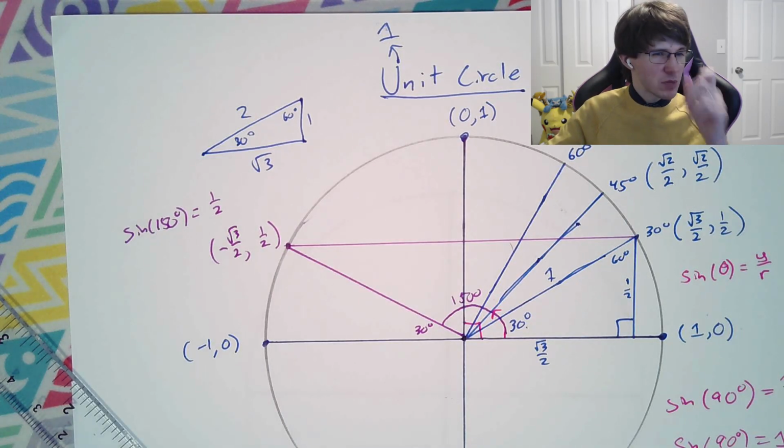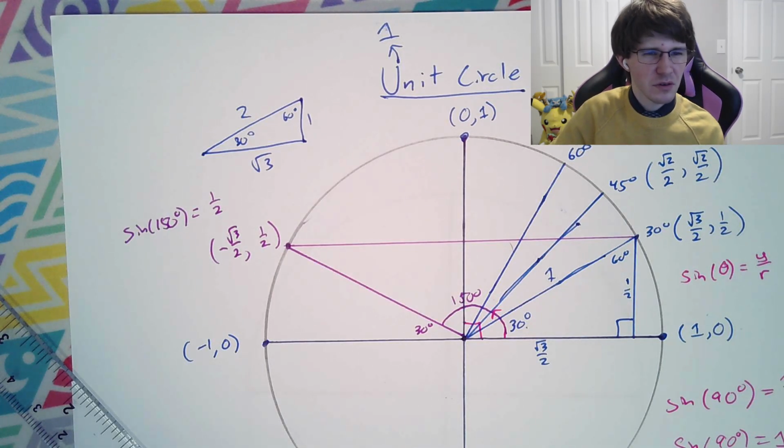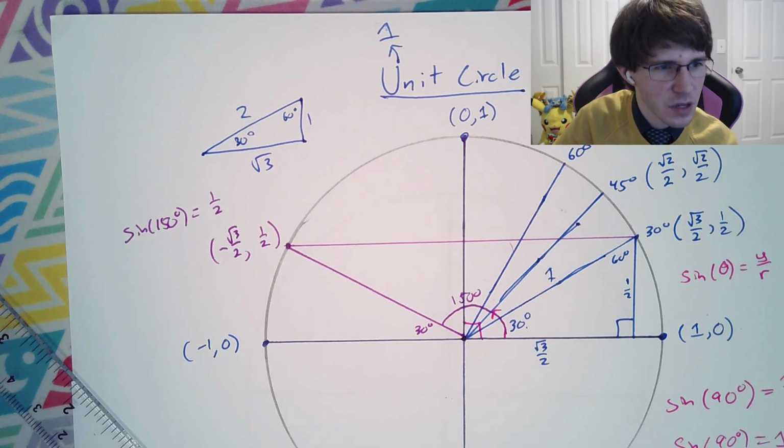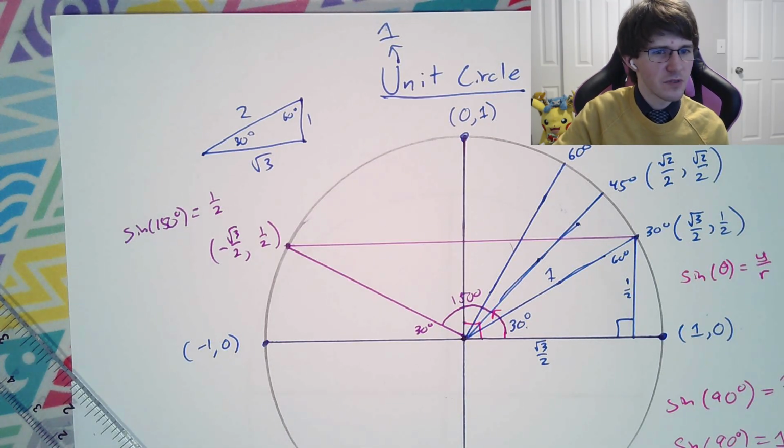Now you might be saying, but Mr. Richards, it's pretty tough to memorize that 30 and 150 are in the same spot. And I would say, actually, you're definitely correct. It's pretty tough to memorize that 30 and 150 are in the same spot.